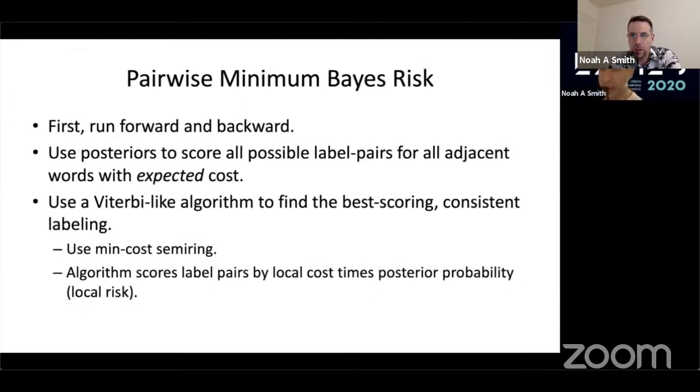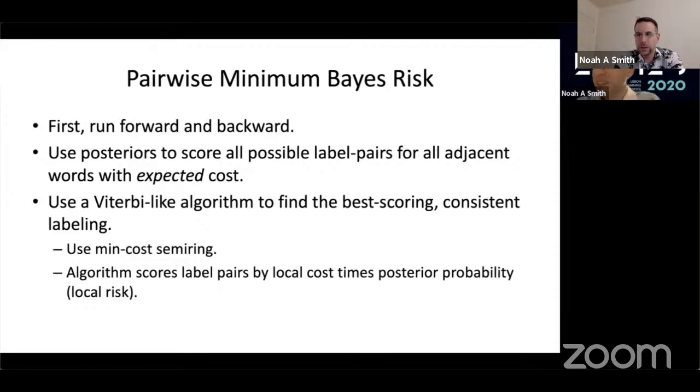So here's a total solution to pairwise minimum Bayes risk that puts together all the pieces from what we've learned. Here's how it works. First, you run forward and backward, and you get all the prefix and suffix marginal probabilities, the forward and backward probabilities. And then we use the posteriors to score all the possible label pairs for all the adjacent words with their expected cost. And so now what we want to do is find the least cost total sequence that's internally consistent, that minimizes the sum of these expected costs.